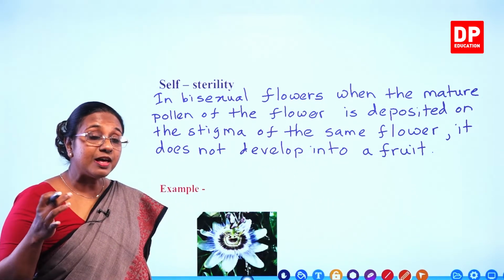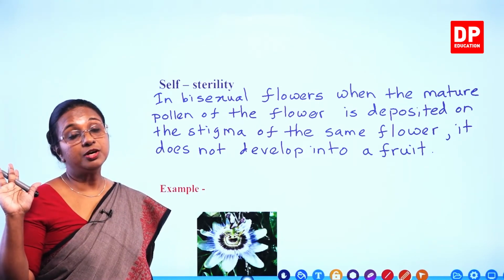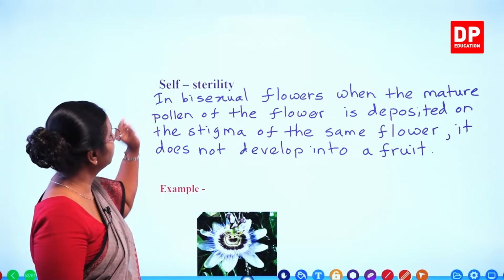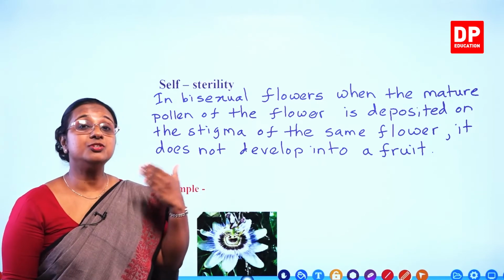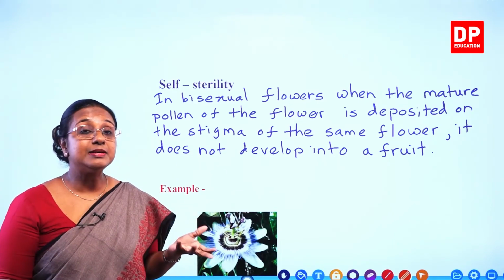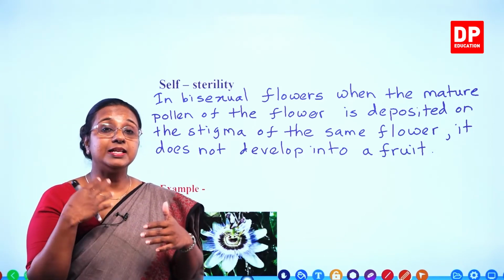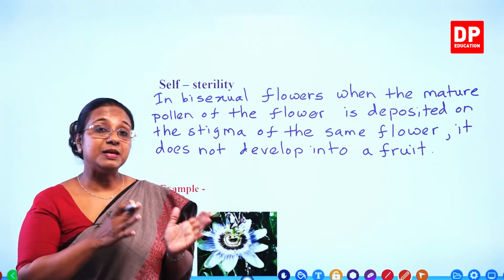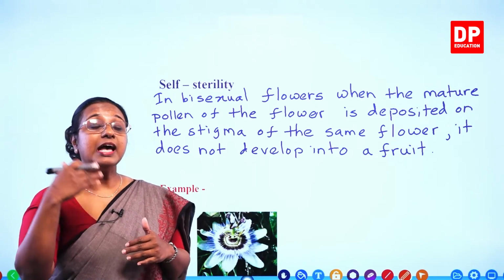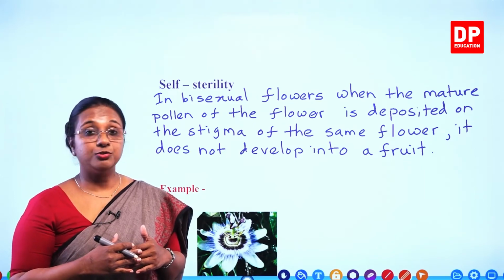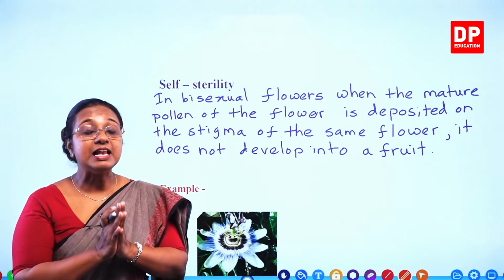Pollens of the same flower fall on the stigma of that flower that will not develop into a fruit. So self-pollination is prevented by having self-sterility. Sterility means the pollen can fall on the stigma, it can fuse with the gametes, the male and female gametes can fuse together, so fertilization will occur and the ovary will develop into a fruit. That is not possible. So that is self-sterility.